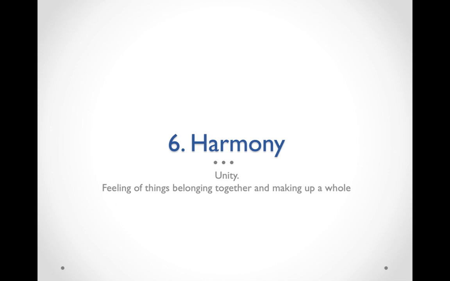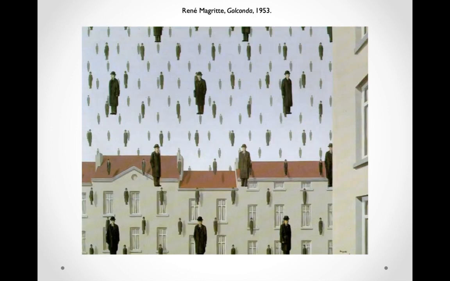Harmony and variety are the last two, and they kind of go hand in hand. Most works of art have both of them. Harmony is the feeling that things belong together and they make up a whole. It's talking about unity. So in here you get harmony from the repetition of the figure, the repetition of the shapes of the windows and the crosses in the windows.